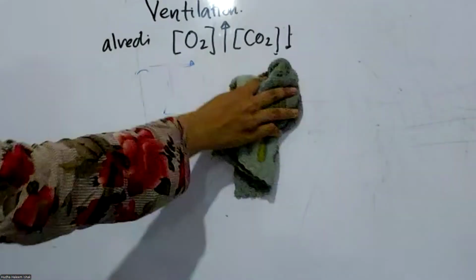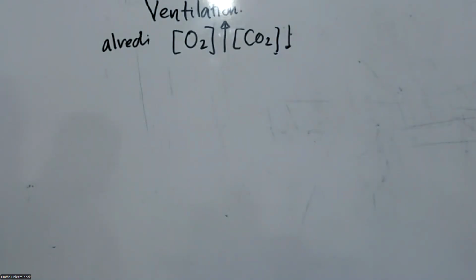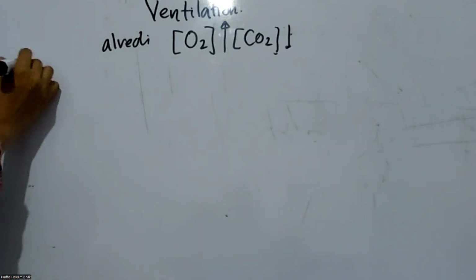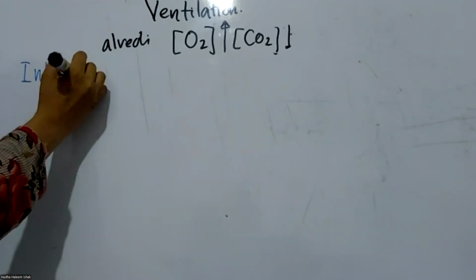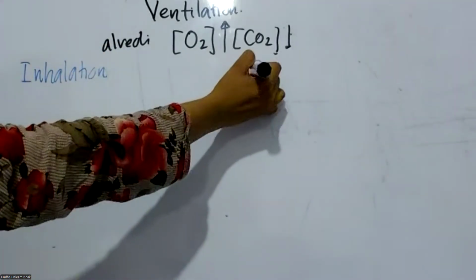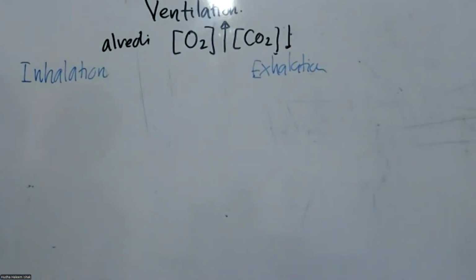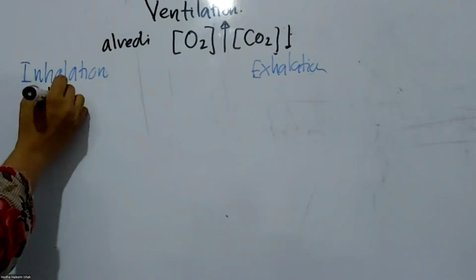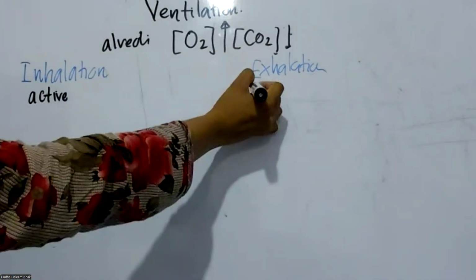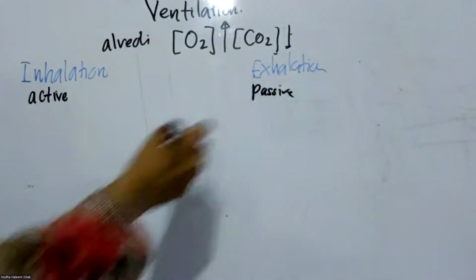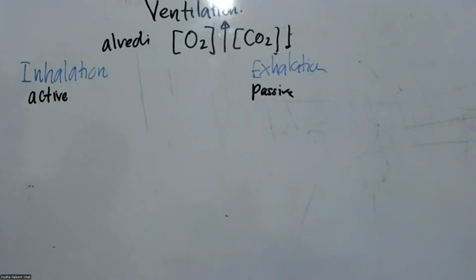So we have two main processes. One is inhalation and the other one is what? Exhalation. Okay, we have inhalation and exhalation processes. Let's see what inhalation is. Remember that inhalation is always an active process, and exhalation is a passive process. I hope I told you all this. Active process means what? Is it using ATP or not using ATP?